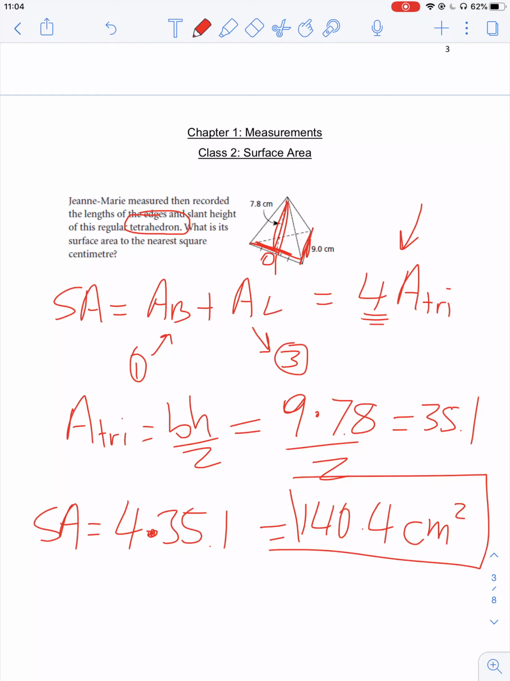So the key thing to take away from this question is the word tetrahedron. I hope I'm pronouncing it the right way. But that is a special 3D shape, right? It is a pyramid, but it's a special pyramid in the sense that all the faces of that pyramid are made up of equilateral triangles. So if you can find the area of one triangle, 35.1, and multiply that by 4, then you're going to get the total surface area. Okay, so let's move on to the next question.